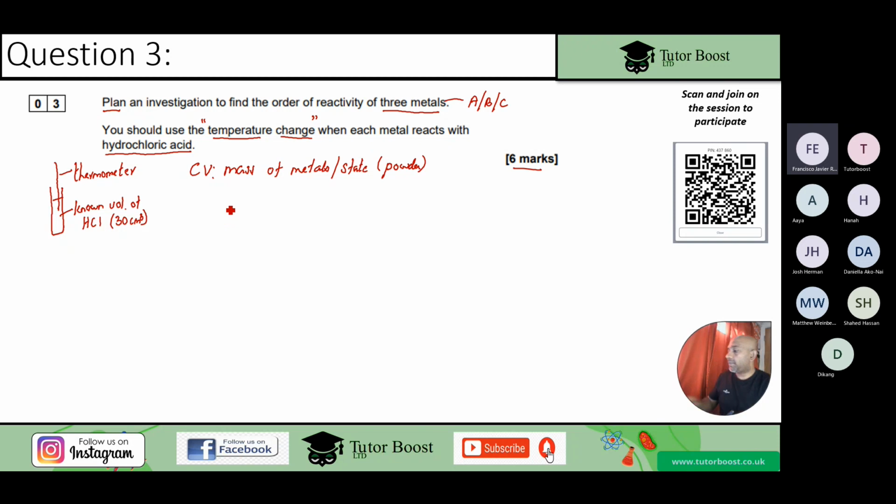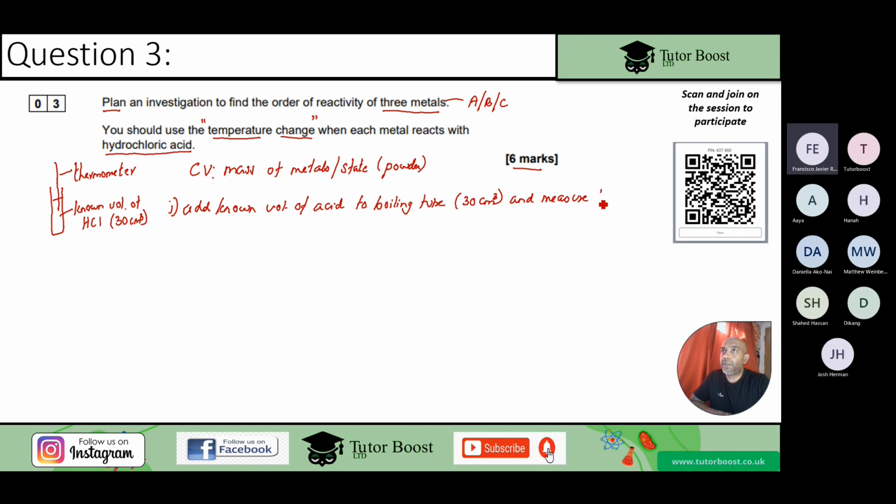So let's start the points. First point, add known volume of acid to boiling tube, let's say 30 cm³, and measure the starting temperature using a thermometer. So in this first sentence, I have given a lot of information.